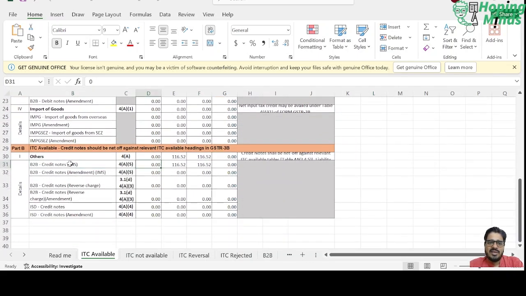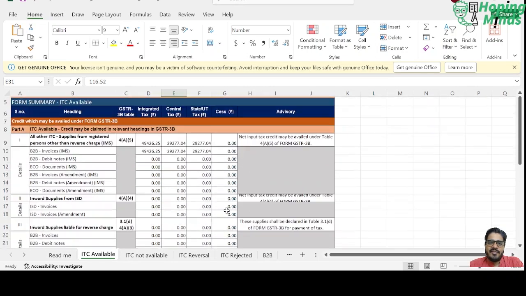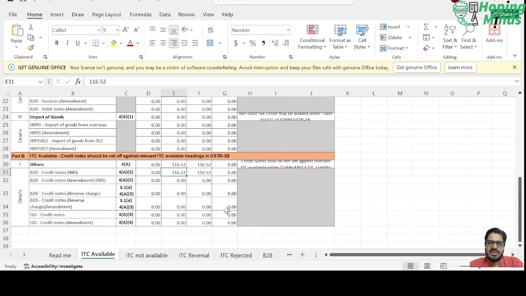Here we can see the credit notes, 116.52 under both central and state heads. So the net ITC that has been claimed in the GSTR-3B return is the difference of ITC available less the credit notes. So the amount is matching between both the returns.